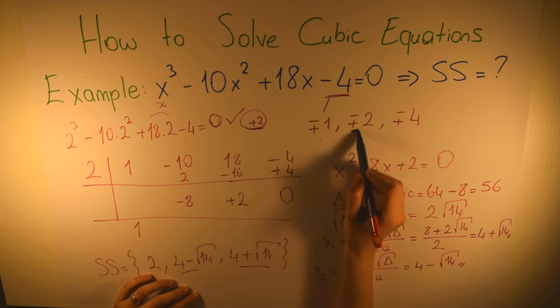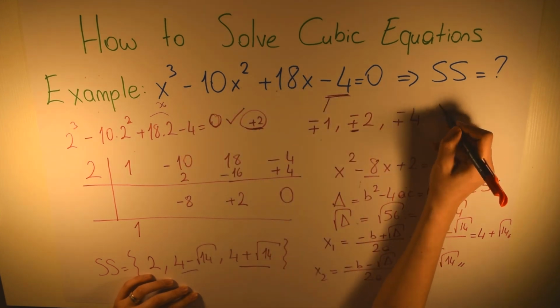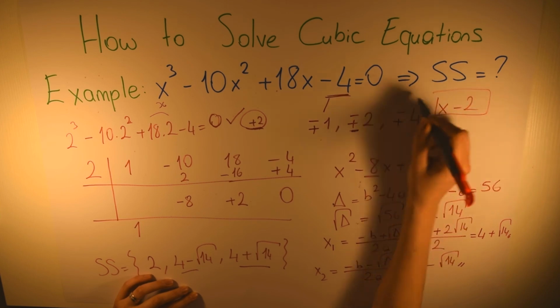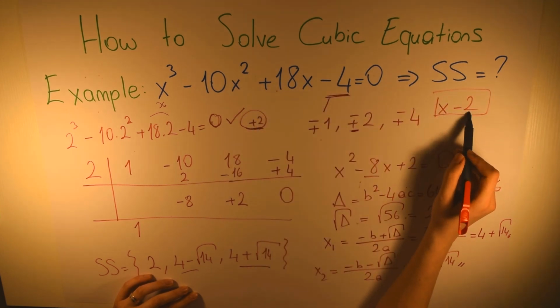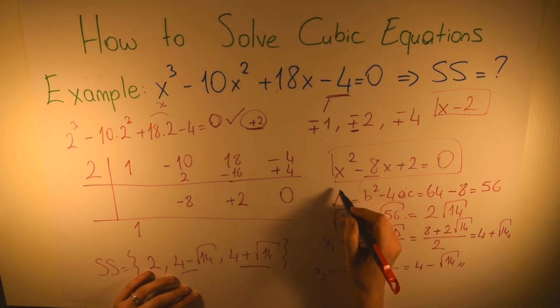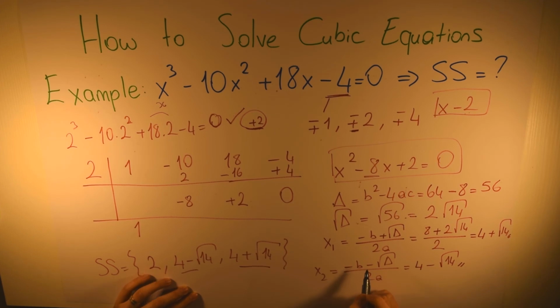After finding the first root, you will go and divide this equation by x minus 2. When you divide this equation by this, you will get this as your quotient, and after that you will do the same thing. You will just apply the quadratic formula, and then you will find your solution set.